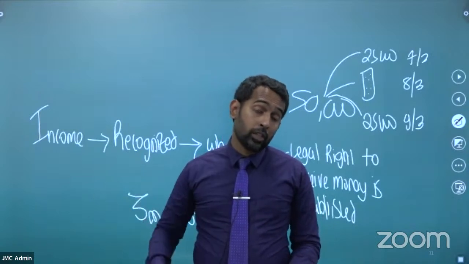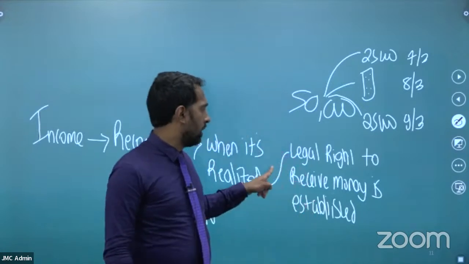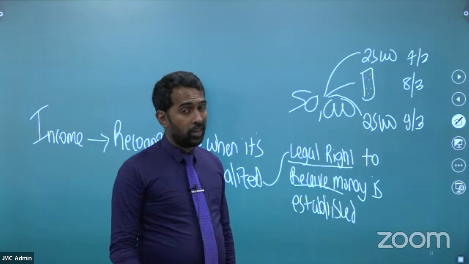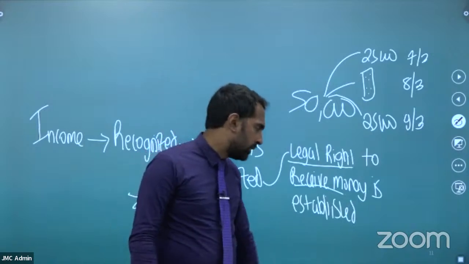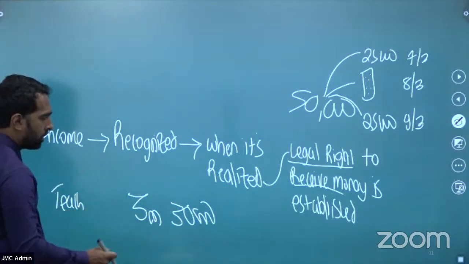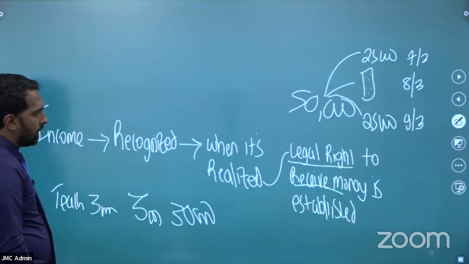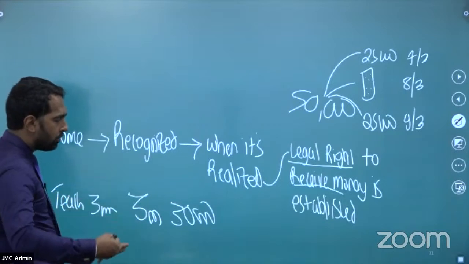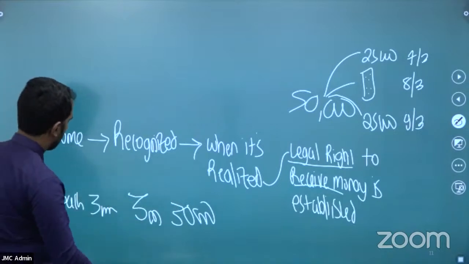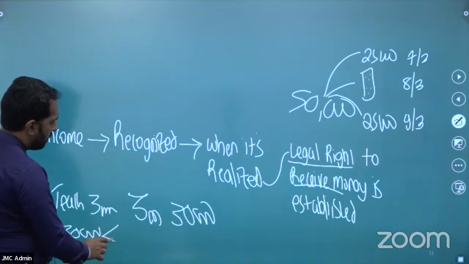Now, for me as the lecturer, when can I recognize the 30,000? I have to see when I'm establishing the legal right to receive the money. What is my promise? I'm going to teach. Teaching is not like handing over a phone in one go. It's going to continue for 3 months. So my promise will be delivered over a period of 3 months. Then I can recognize the 30,000 over the period of 3 months.